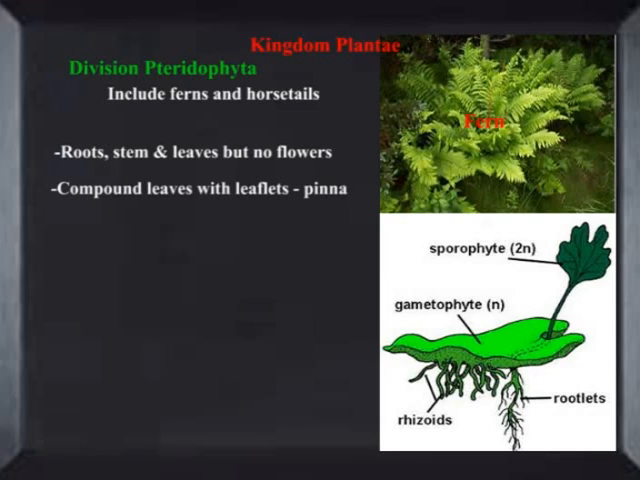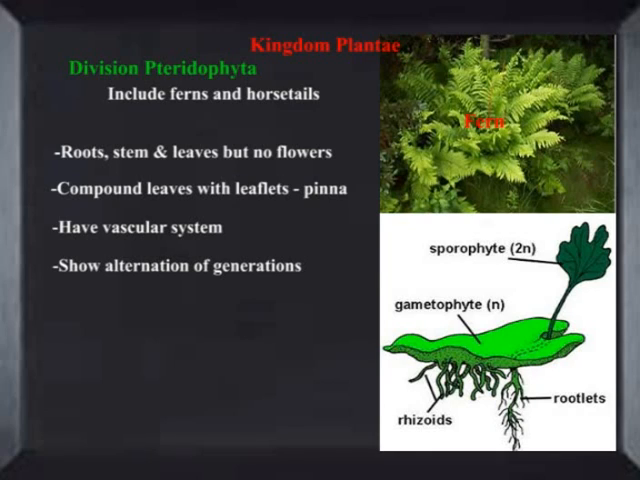The leaves are compound with leaflets known as pinnae. They possess a clearly defined vascular system, having xylem and phloem. They possess chlorophyll and are therefore photosynthetic. They show alternation of generations, where the sporophyte, normally referred to as the fern plant, is the dominant one, while the gametophyte is an independent, minute, heart-shaped structure called the prothallus.